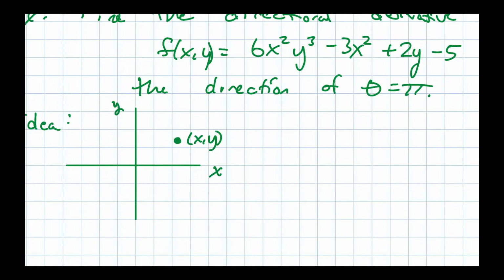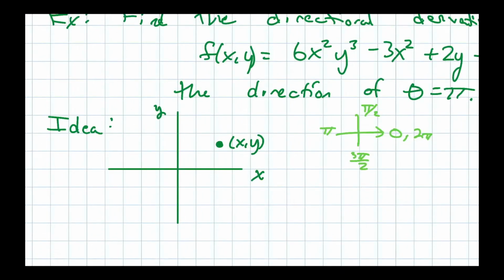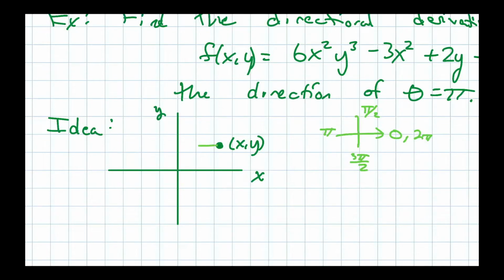Now you know that we're using the normal standard position type angles, right? So that's 0 radians. This is pi over 2. This is pi, 3 pi over 2, and 2 pi and so on. That's the kind of directions that we're looking at here. So an angle of pi is going to be straight in this direction. Okay, so that's pi. And that's your direction of u.